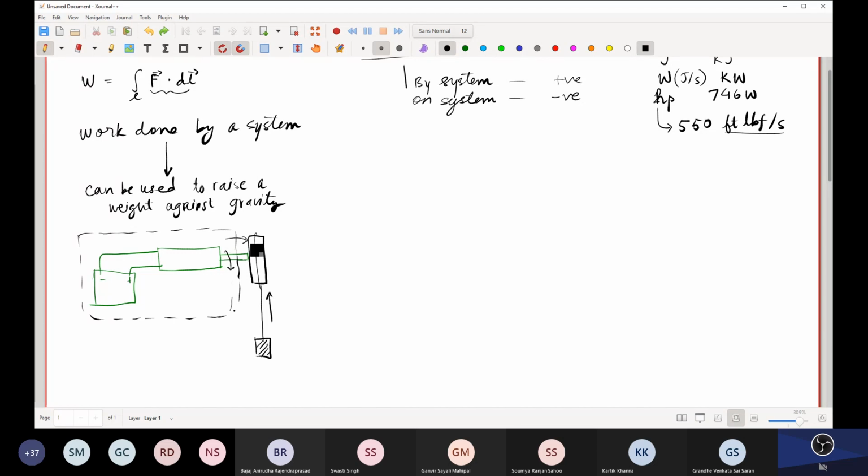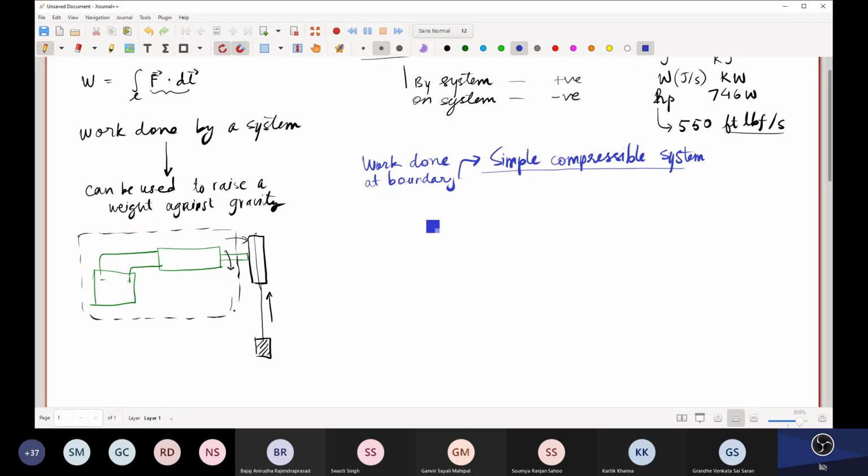Okay. All right. So now we will move on to the idea of a simple compressible system. I mean, we've discussed this, but we will now study the work done at the boundary for a simple compressible system.